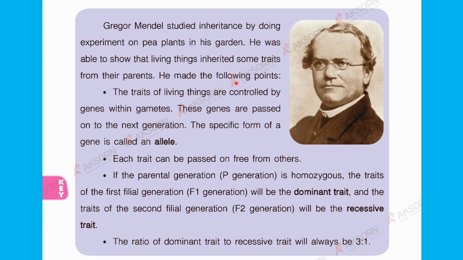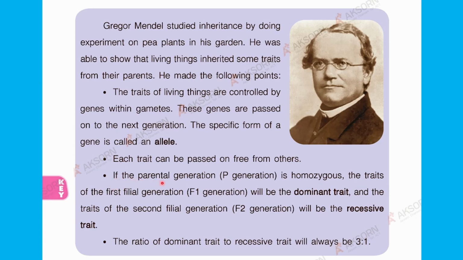He made the following points. The traits of living things are controlled by genes with gametes. These genes are passed on to the next generation. The specific form of a gene is called an allele. Each trait can be passed on free from others.